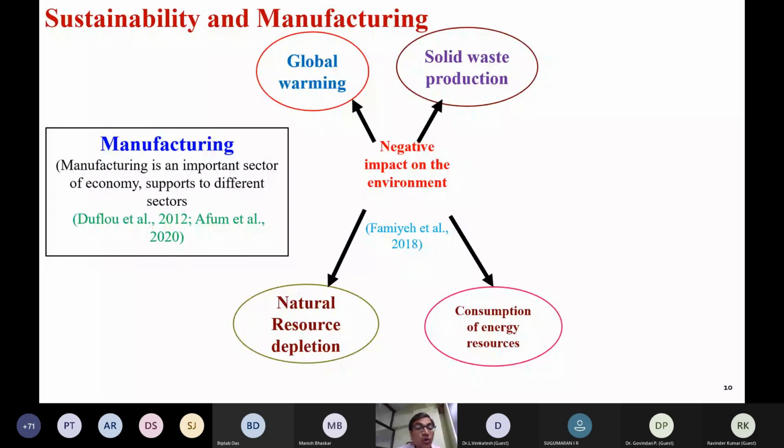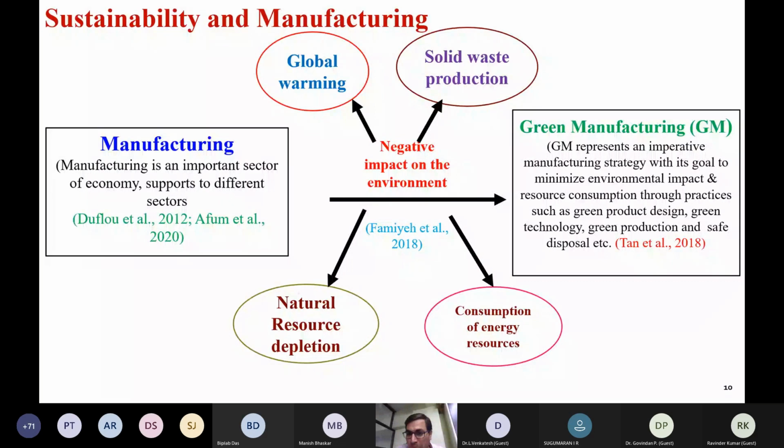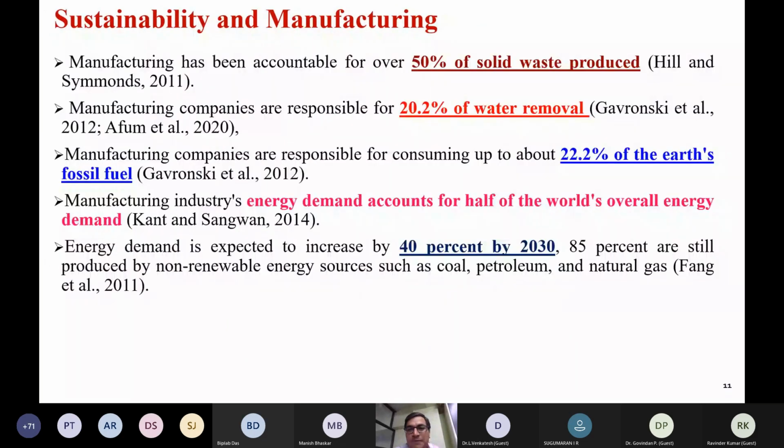To mitigate or reduce these kinds of negative impacts of manufacturing, what is the answer? Green manufacturing. I think it is clear to everyone how the need arises. Now, after understanding the need for green manufacturing, we'll move further. I have also brought some important points here: 50% of solid waste is produced by manufacturing.